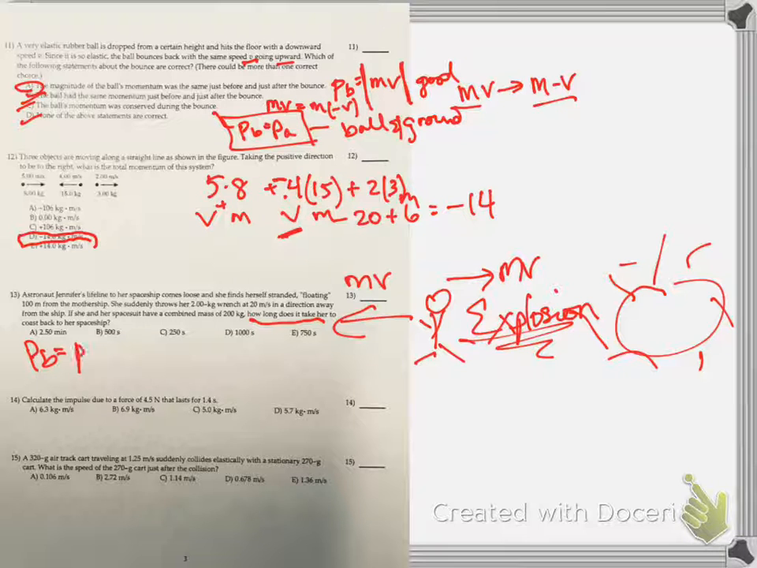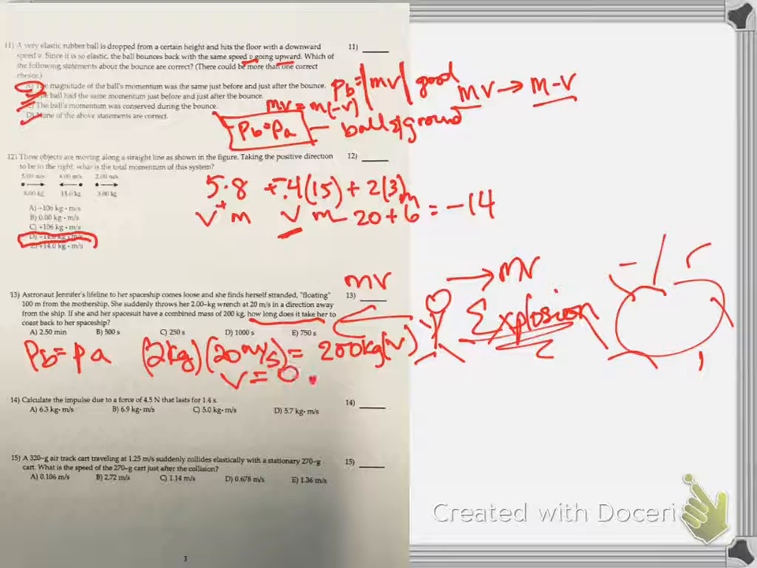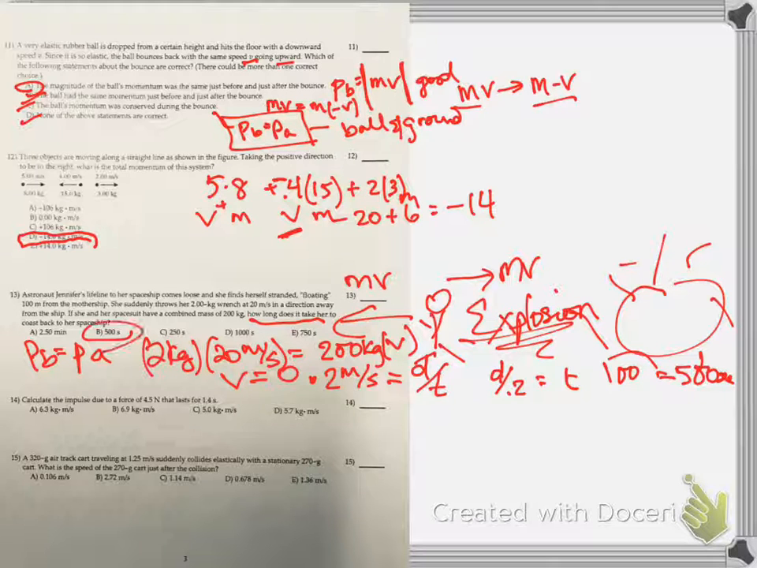So p before equals p after. 2 kilograms times 20 meters per second equals, her mass is 200 kilograms times v. So the v after for her is going to be 0.2 meters per second. That's going to equal d over t. So d divided by 0.2 equals t. And the d here is 100. So it's going to take her, how many seconds? 500 seconds, which is B.